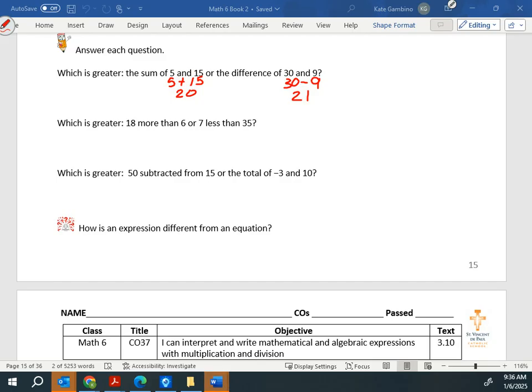So the first thing you have to do is the math. What is the sum of 5 and 15? What is the difference of 30 and 9? Now we have to answer the question, which one is greater? And all you have to do is go back and circle it. 21 is greater than 20. So you have to do the math for both expressions. Even though it doesn't say equal, you still have to figure it out. And then circle the one that answers the question.